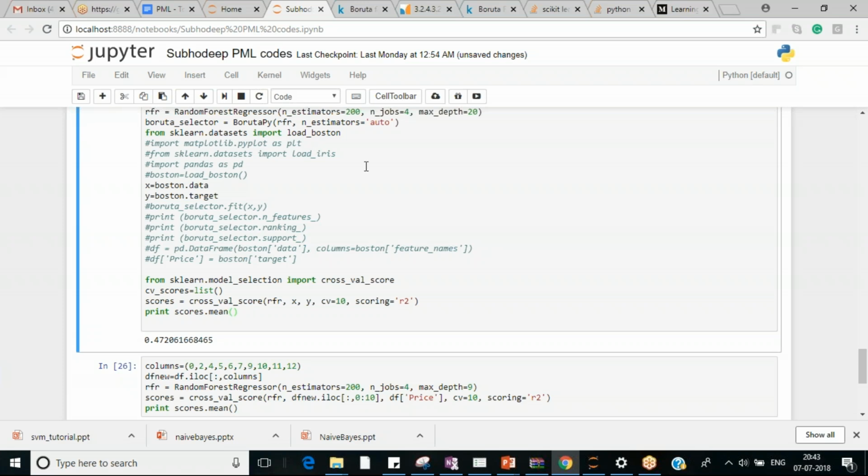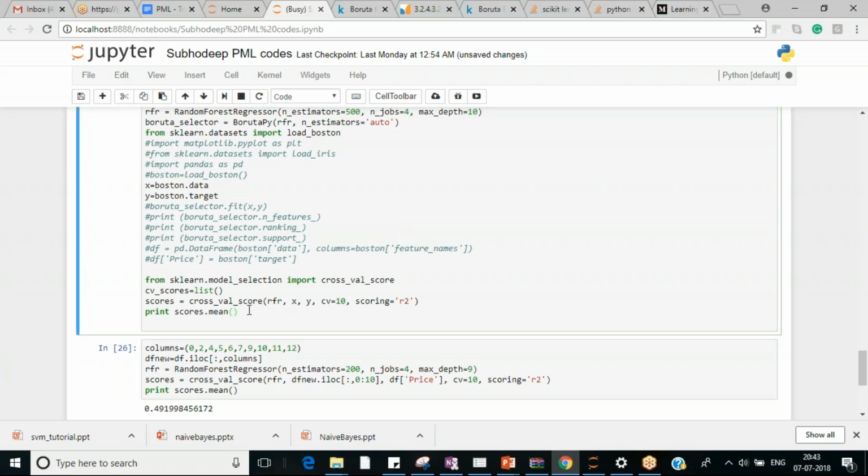Now, if I do the same thing, let's say 10 was here, it had 48.5. Now, let's see if I increase the number of trees. Let's say I want to increase the number of trees to 500. What happens? Let's see. This I am fitting on the whole data. I have not selected the features yet. Next, we'll do that. We select the features and then see how it improves.